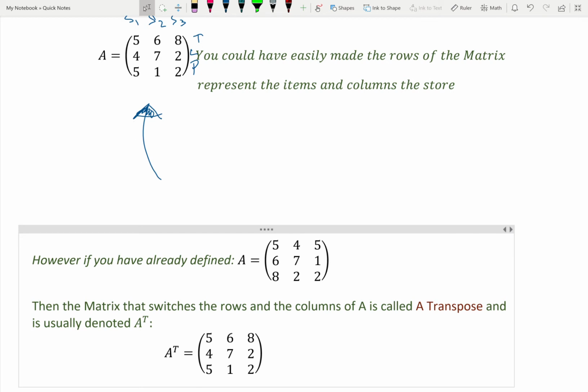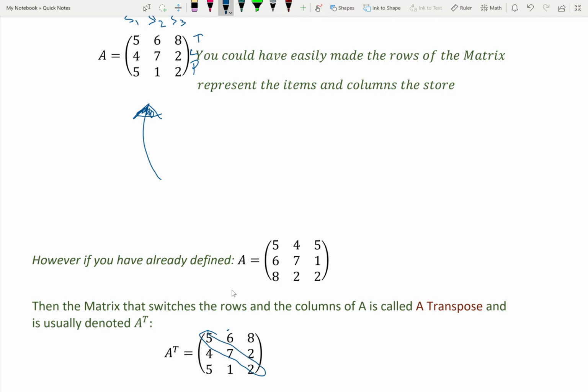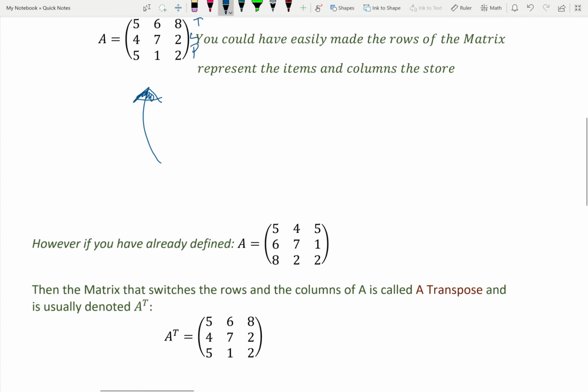So A transpose is A, but all the rows and columns are switched around. The only thing you'll notice is that the diagonals stay the same, right? And everything else switches, like the 6 and the 4 switch, the 8 and the 5, and the 2 and the 1, they all switch. But the big picture here is that if you want to flip around A's rows and columns, you're going to call it A transpose. Okay, so right now we're just getting all the names out of the way, nothing too difficult just yet.